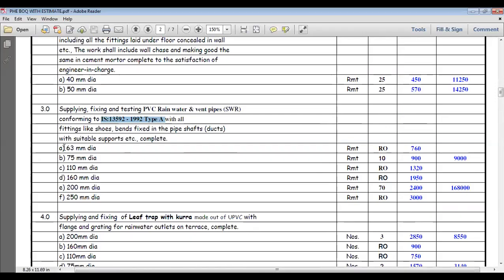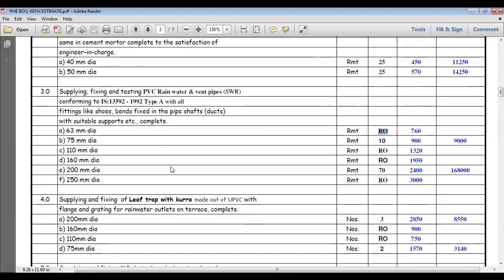For this, the start is from 63 mm to 250 mm we are using. For all the quantities we have put the rate, everything here. Where there is no quantity, we are putting RO, just the rate only. After that, based on the site requirement, the vendor will use the 60 mm pipe. If they use it, here they will put quantity, and based on the quantity the rate will come.